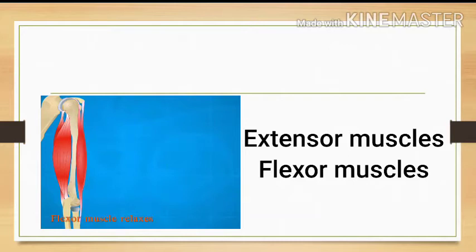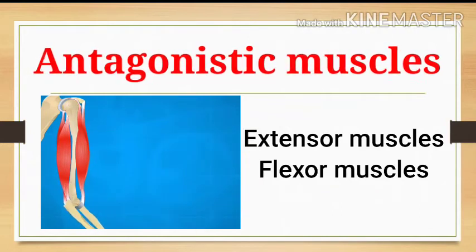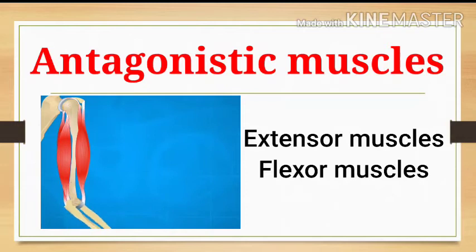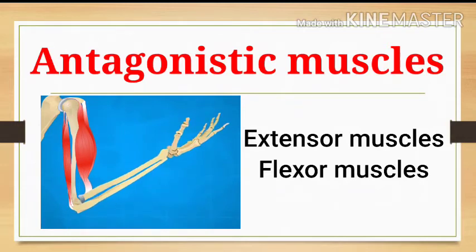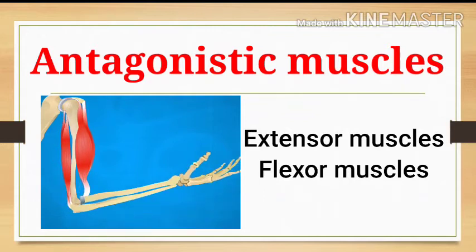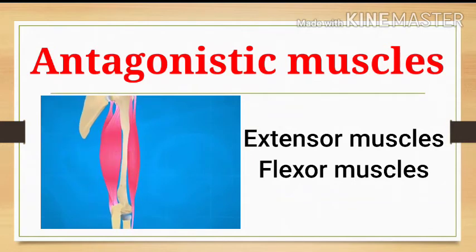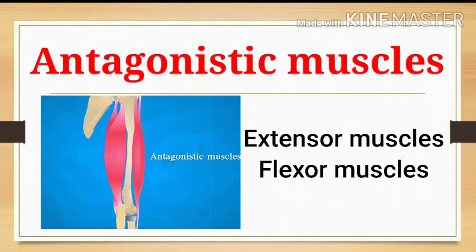Such types of muscles which are opposite in action are called antagonistic muscles. The action of antagonistic muscles is the basis of almost all the movements of the body.